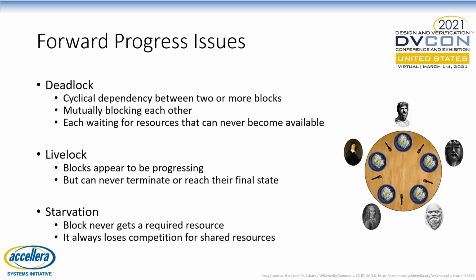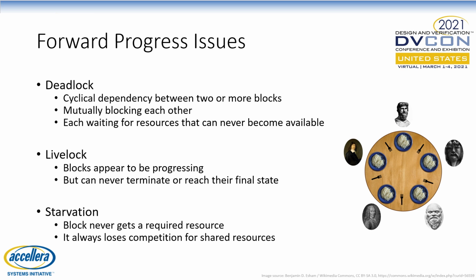The issues that we are targeting with the forward progress checkers are deadlock, livelock, and starvation. Deadlock is a condition that occurs when two or more blocks are waiting for each other such that waiting never ends. One example of how this could happen is when each block has consumed some amount of shared resource and there are no free resources left, but all blocks need additional resources to make progress.